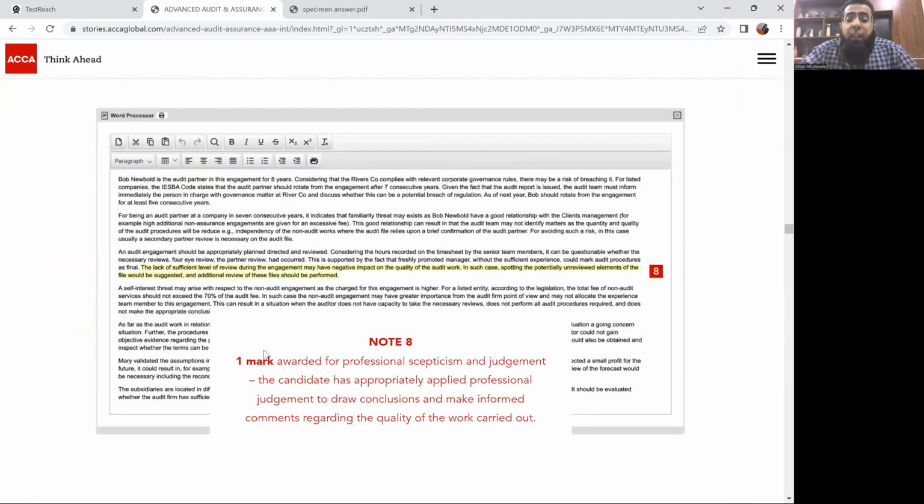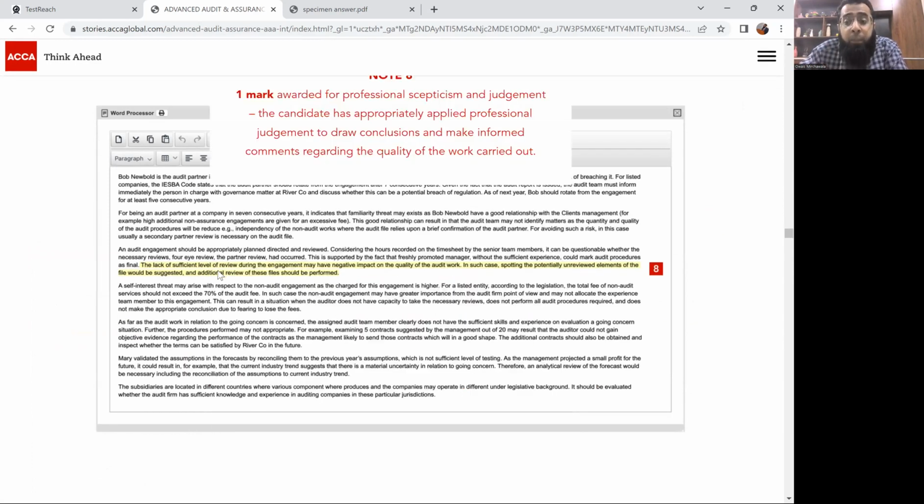1 mark awarded for professional skepticism and judgment. The candidate has appropriately applied professional judgment to draw a conclusion and make an informed comment regarding the quality of the audit. Now see, where he highlighted that lack of review means that the quality of the audit was compromised. So this gave you the mark for professional judgment, the professional skill mark. Okay, let's see note number 9.